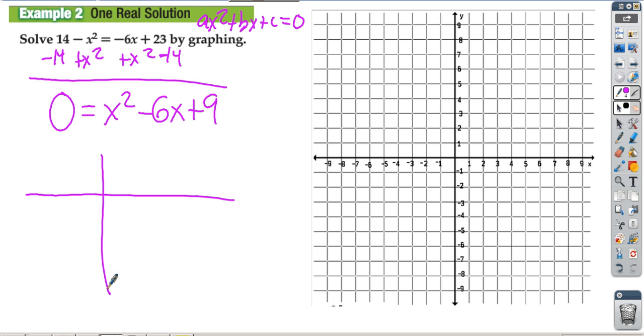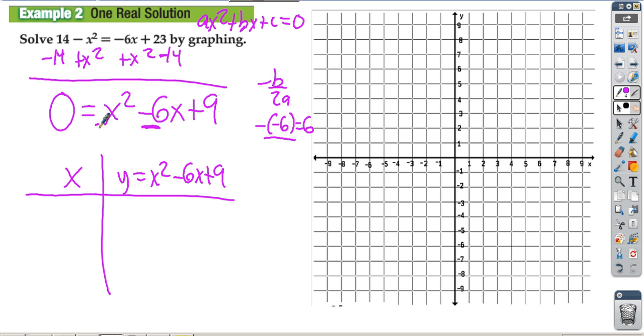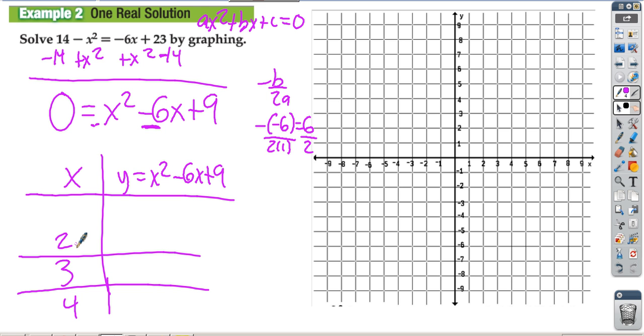And now let's make our table of values so we can find our vertex and so forth. So the vertex is always negative b over 2a, which in this case would be negative -6 or positive 6 over 2 times a. A is 1, so 2 times 1. So 6 over 2, that would be positive 3. And then we'll just go a couple above and below to see how far we need to go here.